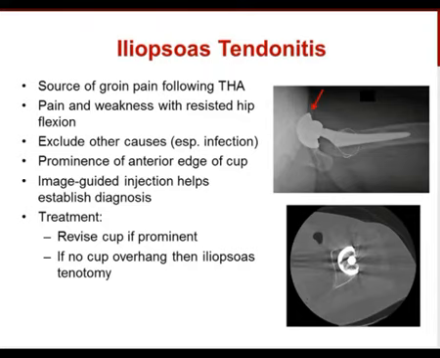If a patient has recurrent or problematic iliopsoas tendinitis, then the treatment involves revising the cup if it's prominent, or lengthening iliopsoas through a tenotomy if there is no anterior cup overhang. So if the cup is potentially contributing to the iliopsoas tendinitis by being prominent anteriorly, it should be revised.